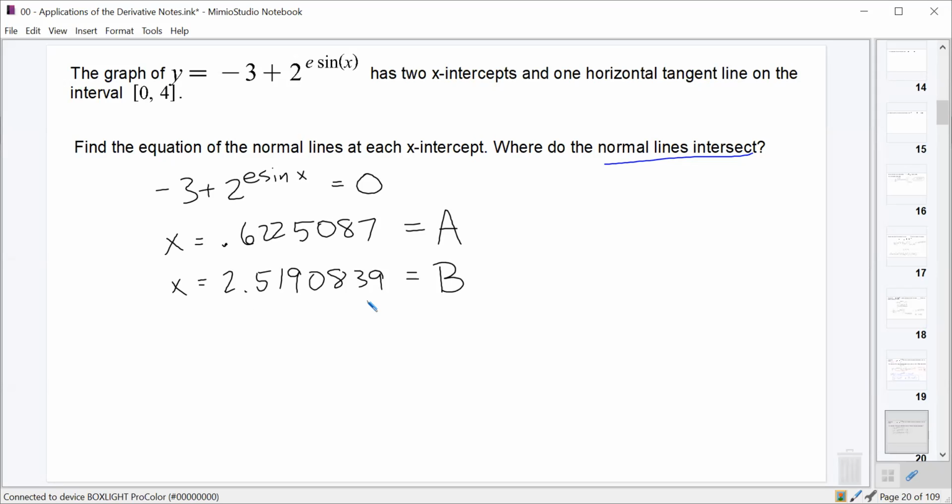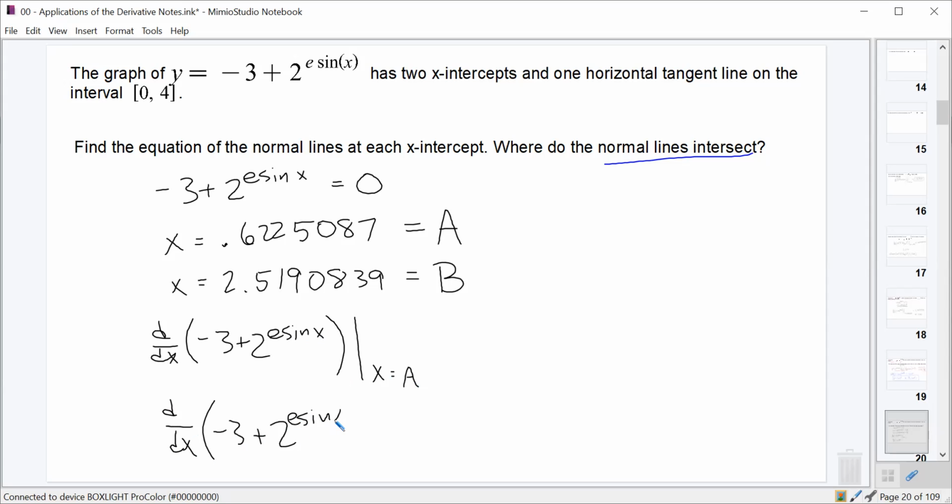So next, it's asking us for equations of the normal lines. Well, in order to write the equation of a normal line, we're going to need a slope and a point. We've got the point, so we've got the two x-intercepts. But the slope needs to be the opposite reciprocal of the slope of the tangent line, which means we're going to need to find the derivative with respect to x of -3 plus 2 to the e sine x, evaluated at x equals 0.6225087, which I'm not going to write. I'm just going to write an A. And I also need to find the derivative with respect to x of -3 plus 2 to the e sine x at x equals B.